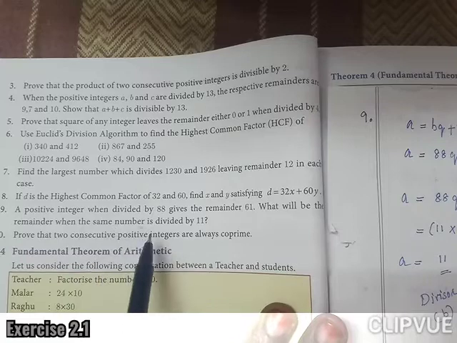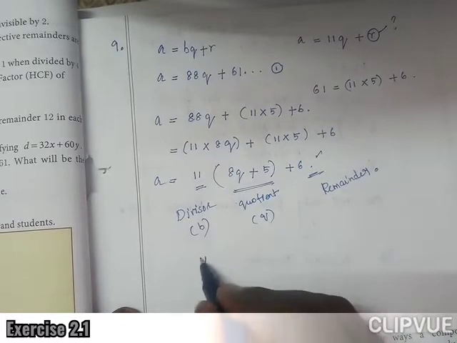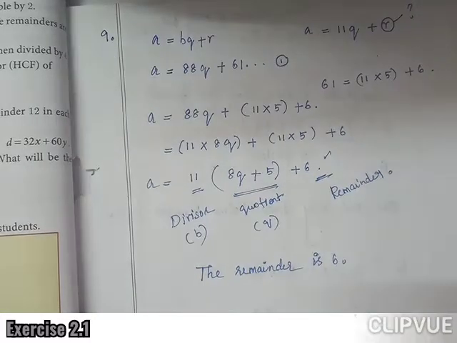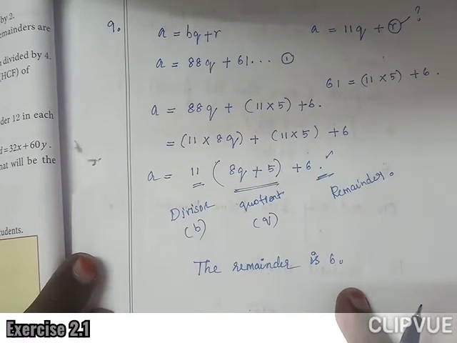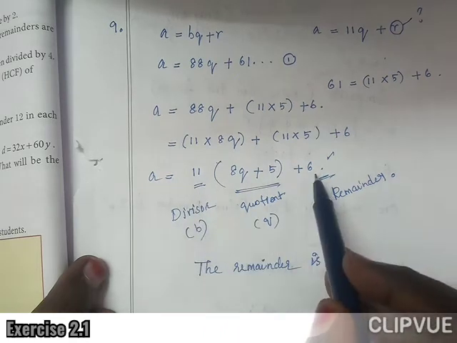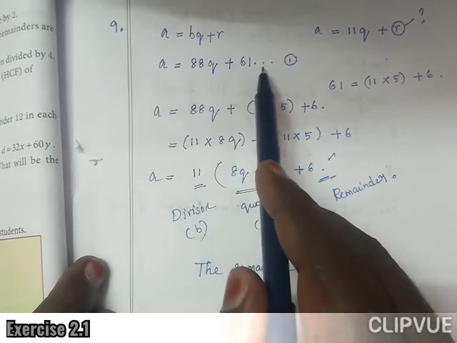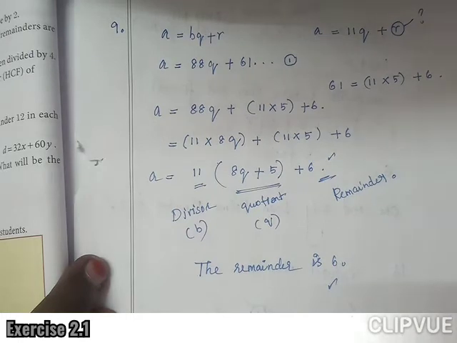So by using the question, what will be the remainder when the same number is divided by 11? The answer is, the remainder is 6. The same number A divided by 11 leaves a remainder 6, and the same number A divided by 88 leaves a remainder 61. So the remainder is 6. This is the required answer.